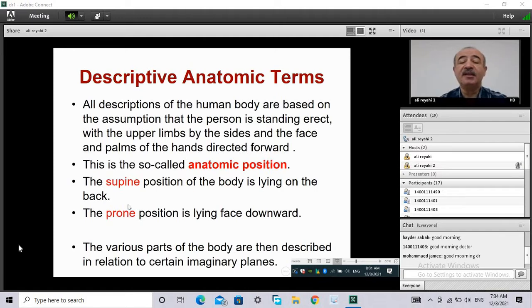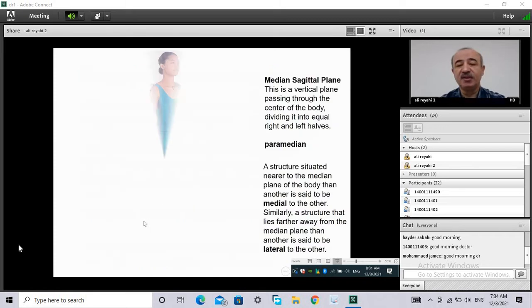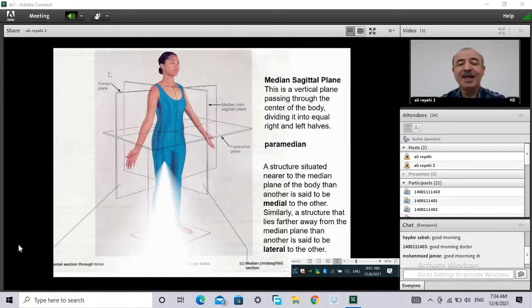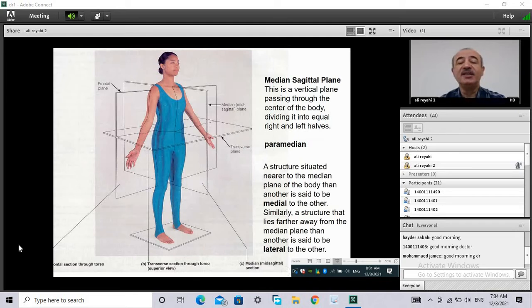So the general position of the body when you stand or when you're lying is called anatomical position, supine position, and prone position. And if you remember, I described some planes that pass through the body.